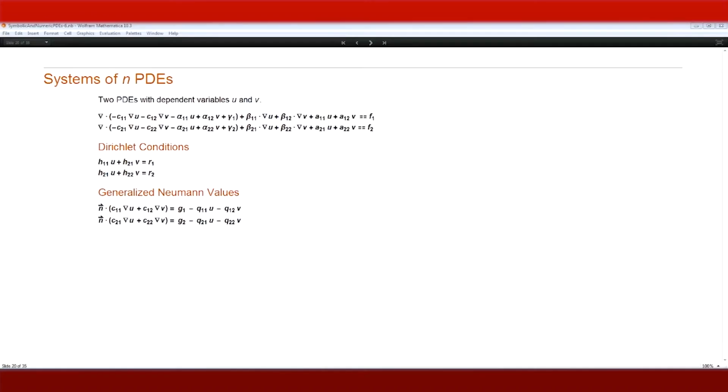NDSolve can solve systems of n PDEs. In this example, I've chosen 2 PDEs with dependent variables u and v. The 2 equations are in principle exactly the same as the coefficient form given earlier, with the only difference that each of the equations depends on the 2 dependent variables u and v. This allows for cross-coupling between the different components in the PDEs and allows for a great variety of PDEs to be solved. The Dirichlet conditions now also depend on u and v, as do the Neumann values.